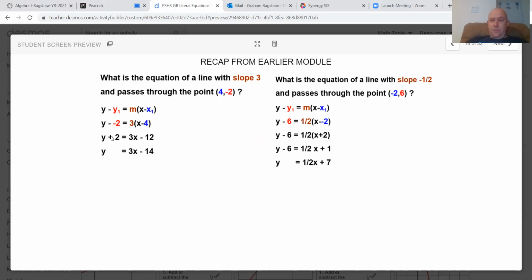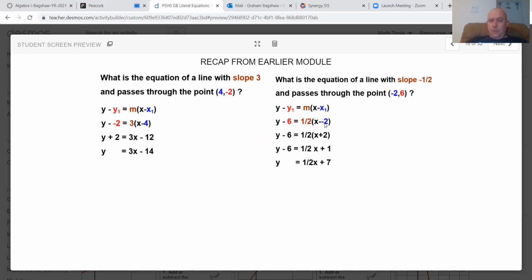So instead of adding 2, I would be subtracting 2 from both sides. And -12 take away 2 is -14. Same thing, and this time though with a negative fraction as the slope, and actually I switched the points over. I made the x value negative this time.